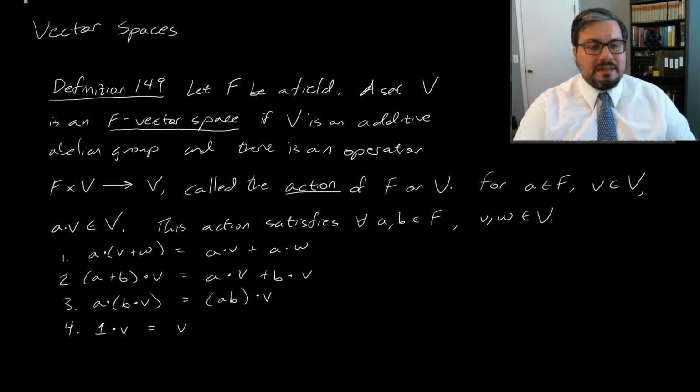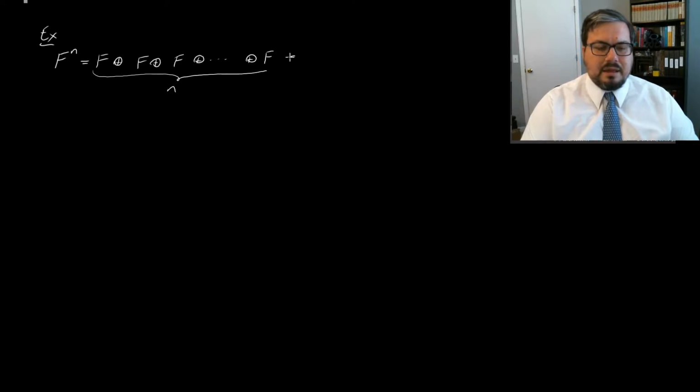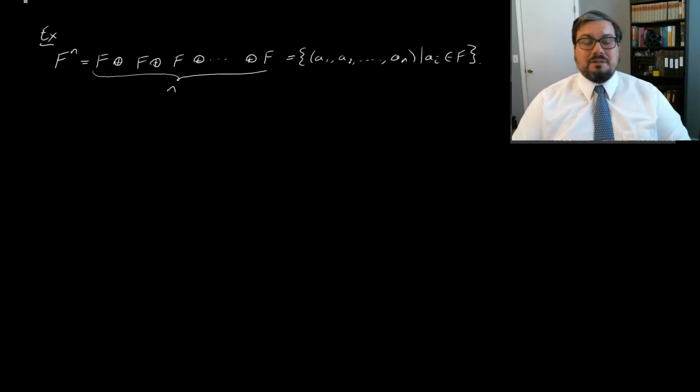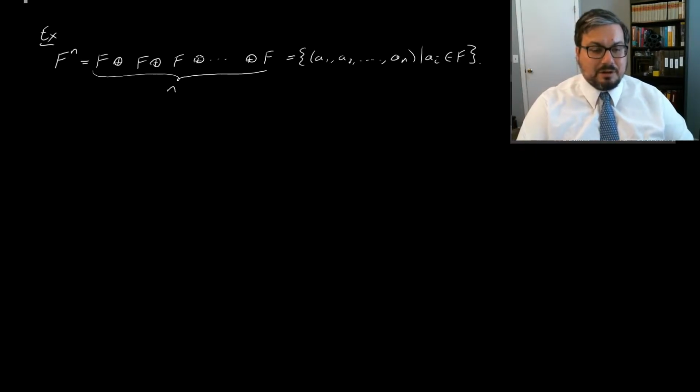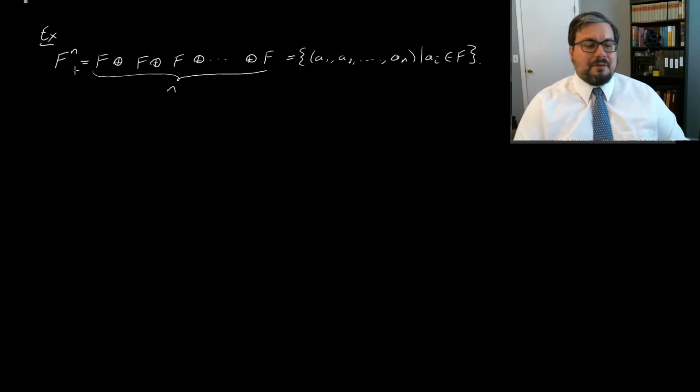All right, so let's see a few examples. Our most important example will be the vector space F^n, where this is the direct sum of n copies of F, and the elements of this vector space are ordered tuples (a1, a2, ..., an), where the a_i all belong to F. This is our very standard vector space that we're used to. If F here is the real numbers, then we'd be looking at n-dimensional real vectors here.